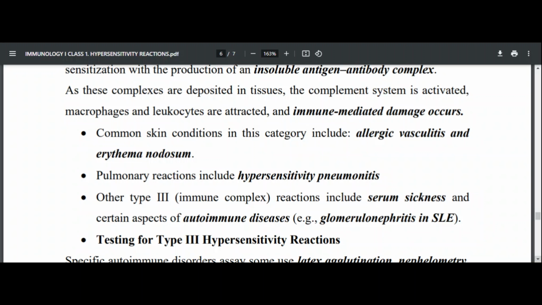So these are some of the examples of type 3 hypersensitivity, which involves the reaction of soluble antigen and soluble antibodies resulting in the formation of insoluble antigen-antibody complexes that are going to be deposited in certain tissues and cause or provoke serious damage of those tissues.